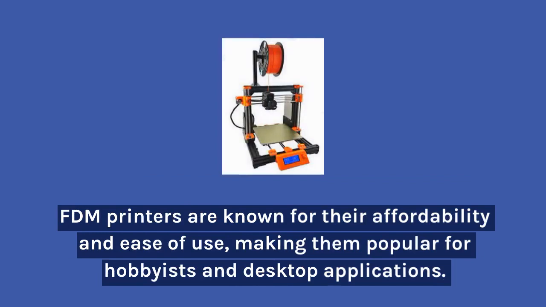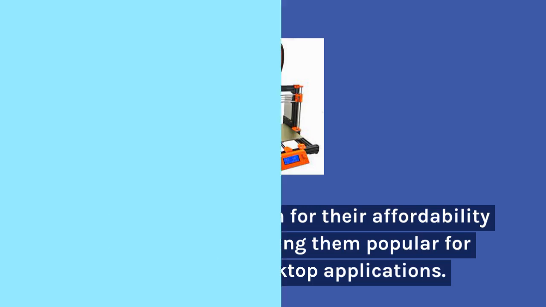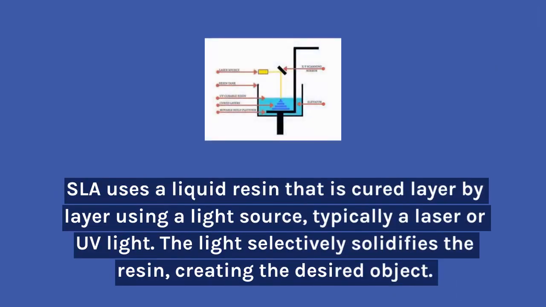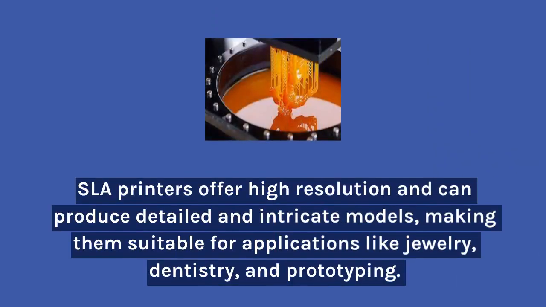FDM printers are known for their affordability and ease of use, making them popular for hobbyists and desktop applications. SLA uses a liquid resin that is cured layer by layer using a light source, typically a laser or UV light. The light selectively solidifies the resin, creating the desired object. SLA printers offer high resolution and can produce detailed and intricate models, making them suitable for applications like jewelry, dentistry, and prototyping.